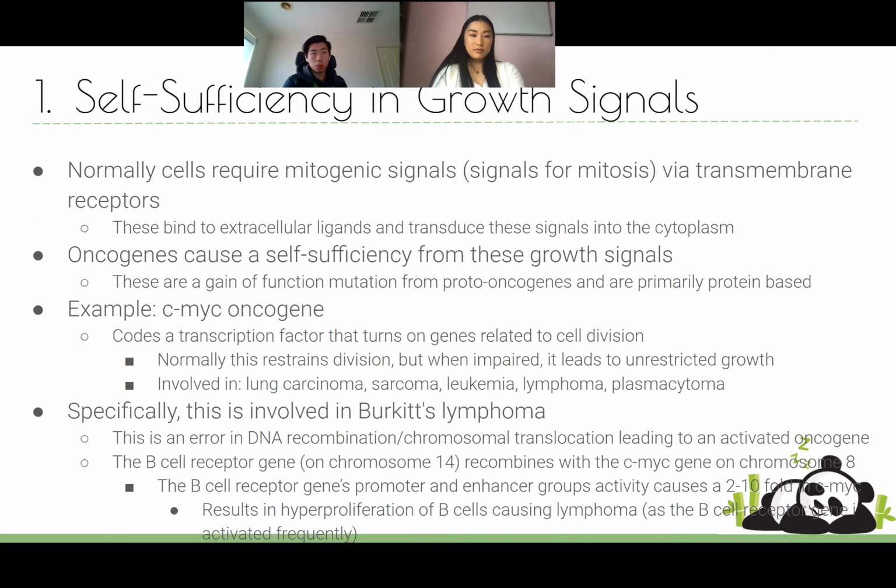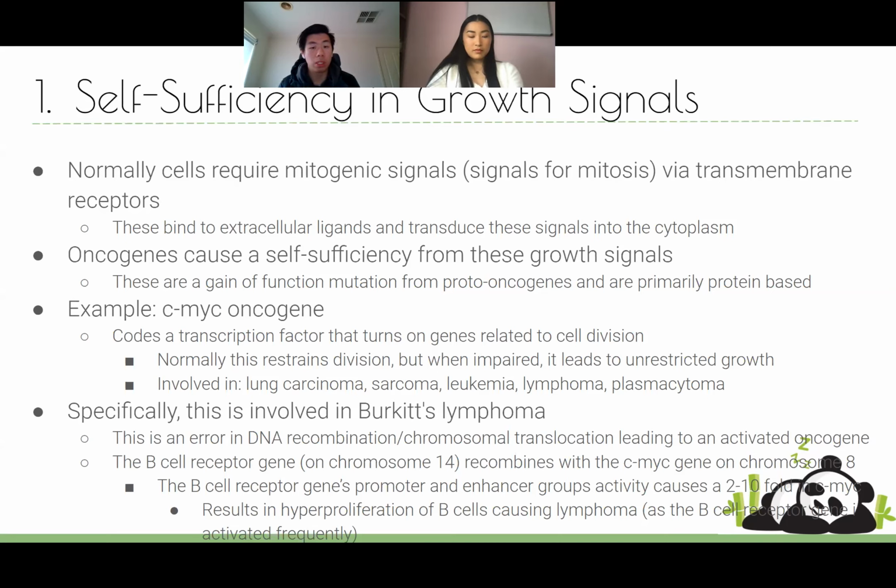What oncogenes do is they have a self-sufficiency from these growth signals, i.e. they don't need them anymore. And one of these is the c-myc oncogene, which normally codes a transcription factor on cells that relate to cell division. Normally this stops it, but when impaired, it will lead to unrestricted growth.